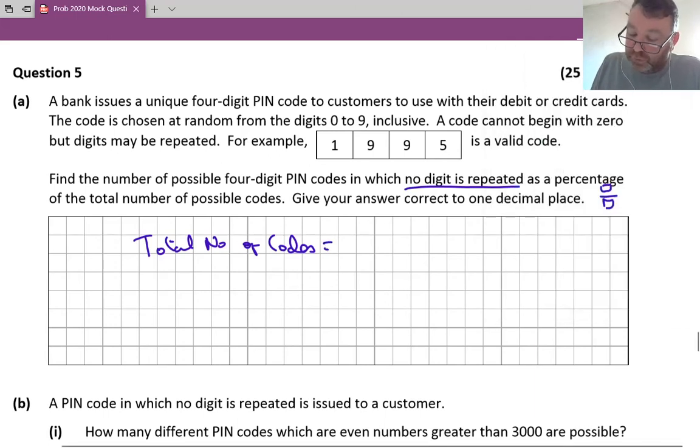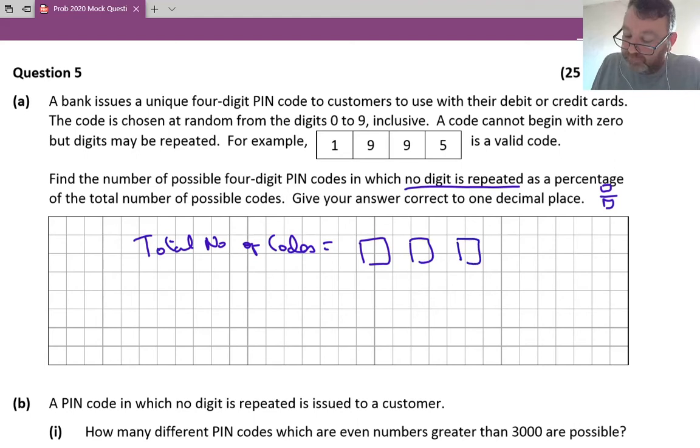So now, total number of codes, well, let's see. We've got a 4-digit PIN to create. So what are the total number of codes? Well, what are we told? We're told from the beginning that a code cannot begin with zero. See that? A code cannot begin with zero, which means that 0 to 9, that's 10 digits. But if it can't begin with zero, that means you have 9 possible in there. Okay, so zero can't take the first position, which leaves 9 digits available.